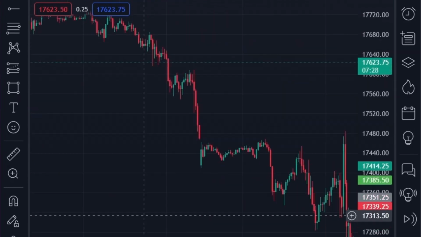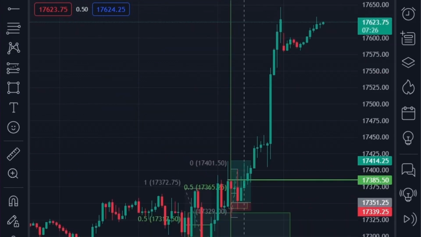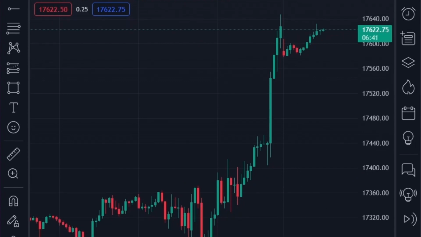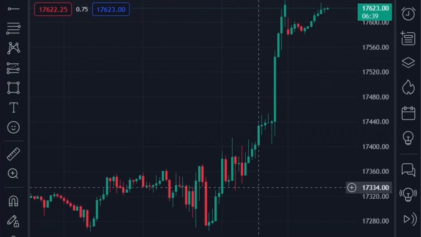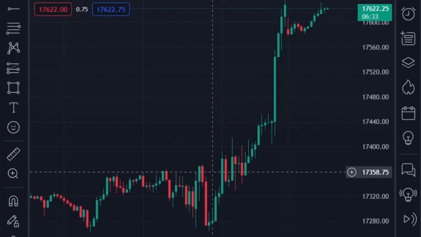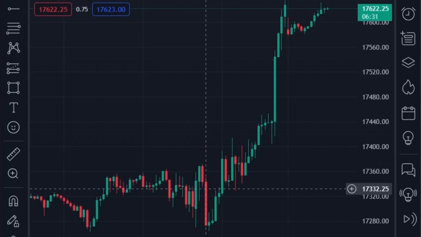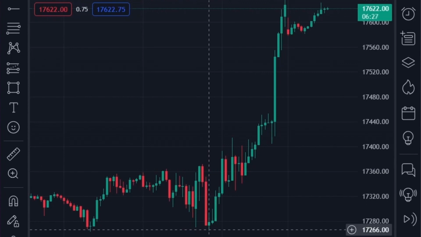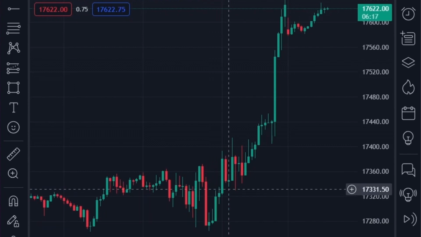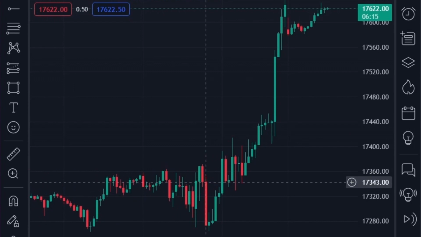So let's go over a recap of what we just learned today. What we want to see is a break of an important level, which is a high or low, and see the market displace and create a fair value gap. And what do you want to see? You see price not respecting the fair value gap and closing above the fair value gap.